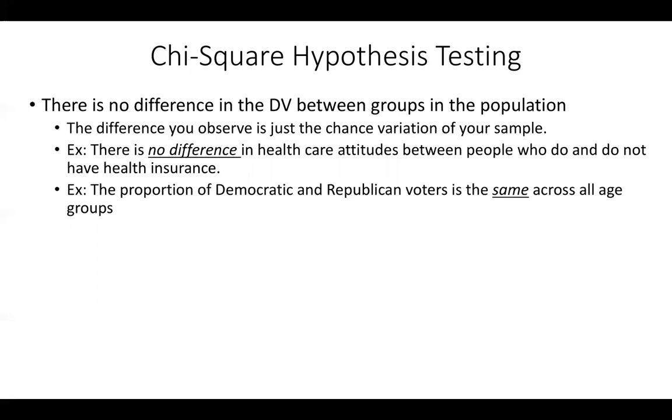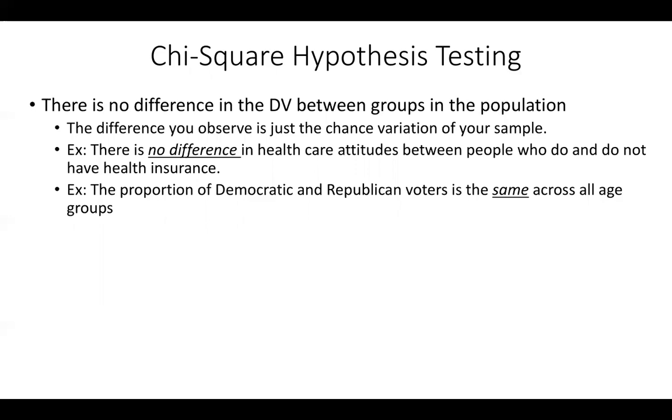And the logic behind a chi-square test is the following. First, we work from the premise of a null hypothesis, where there is no difference in the dependent variable between groups in the population. So if we are observing any differences, it's just chance variation in the sample. So for instance, in the case of healthcare attitudes, there should be no difference in approval versus disapproval based upon someone who does or doesn't have health insurance. If we see any variation, it's because of random chance or random error.